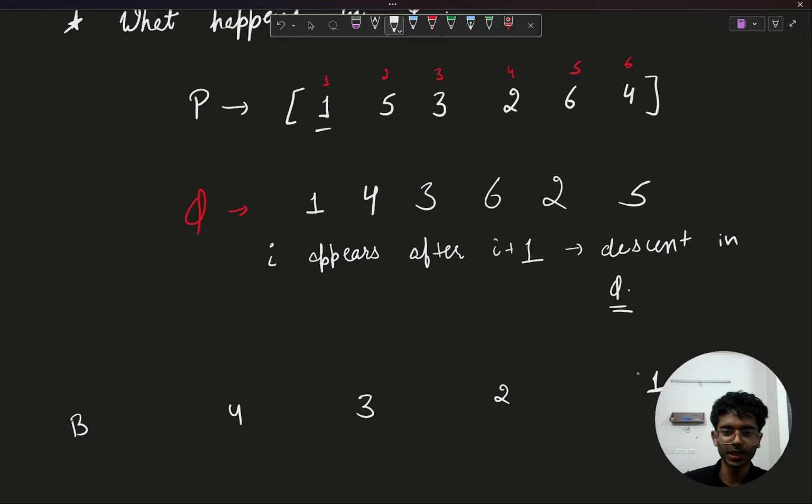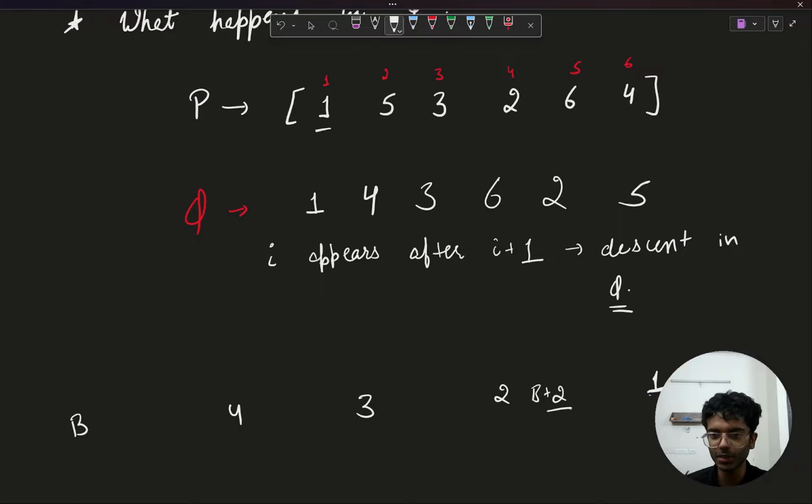Now we have placed the numbers from 1 to some index b. Now we want to place the number b plus 1. What is the best index? Let's just place it over here. So this would create an ascent in the permutation p, right? Let's change the color. This would create an ascent in the permutation p, and these 1, 2, 3 are already creating descents. Now let us try to place this b plus 2 over here, right?